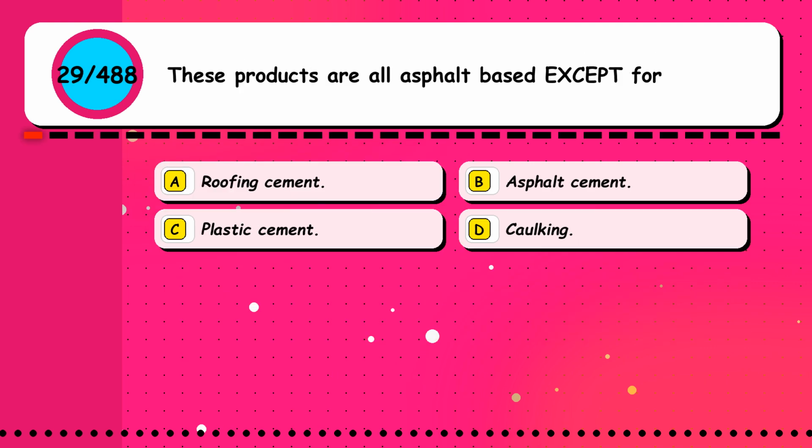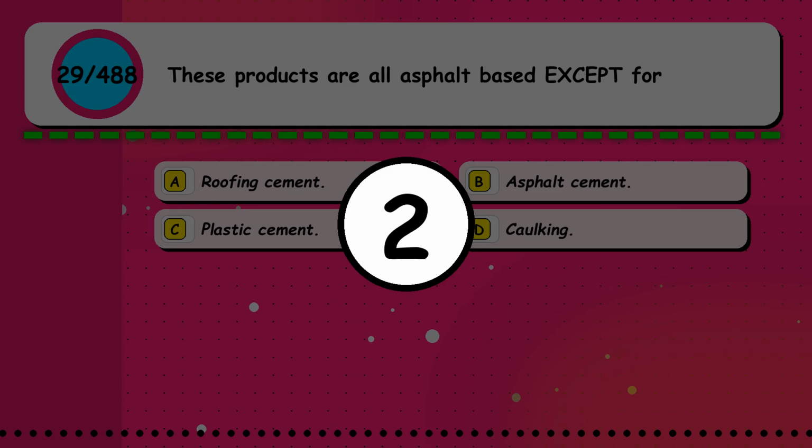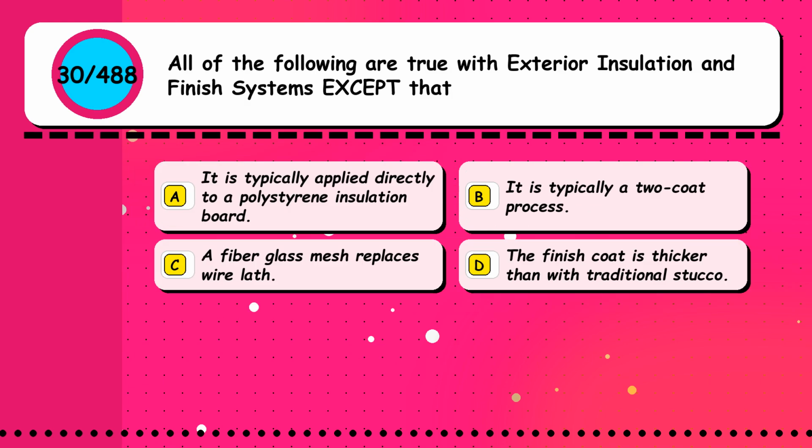Question 29. These products are all asphalt-based except for: Option A. Roofing cement. Option B. Asphalt cement. Option C. Plastic cement. Option D. Caulking. The correct answer is option A. Roofing cement. Caulking.